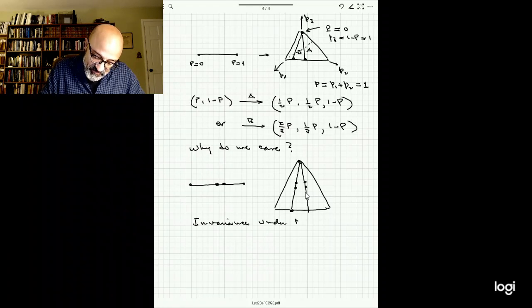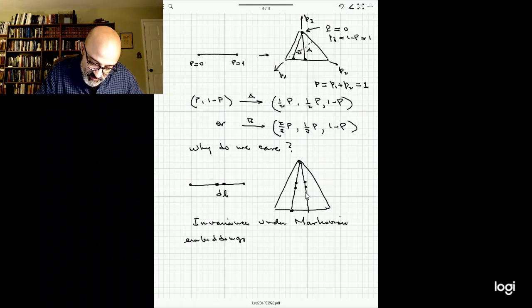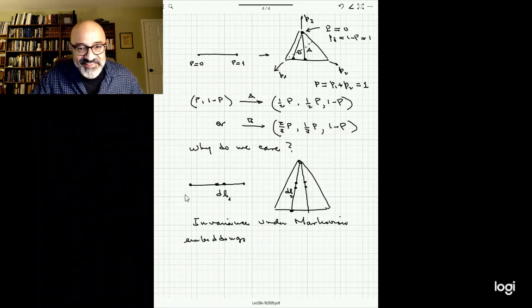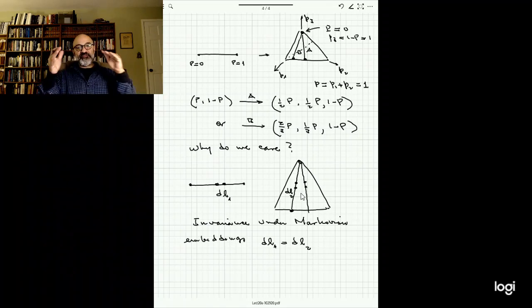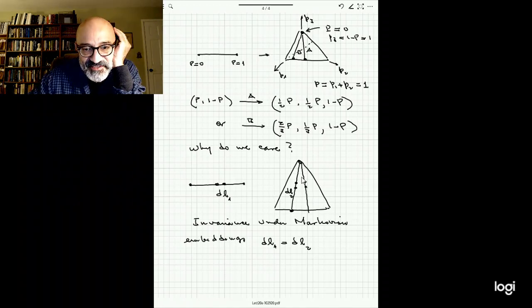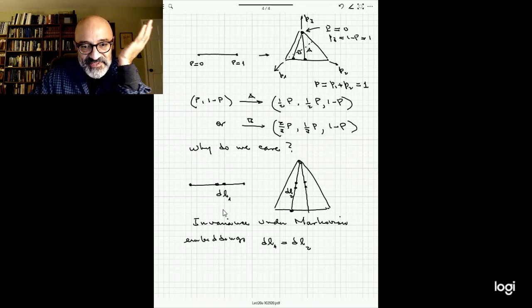Under Markovian embeddings, the distance in situation 1 is the same as the distance, or rather, the distance in the one simplex is the same as the distance in the two simplex. And that, of course, imposes a certain constraint on what metric tensors you're going to choose here. Here, the metric tensor appears to be pretty simple, right? Because this is just one dimension. But the metric tensor here is not nearly as simple, but the two have to give the same distance.